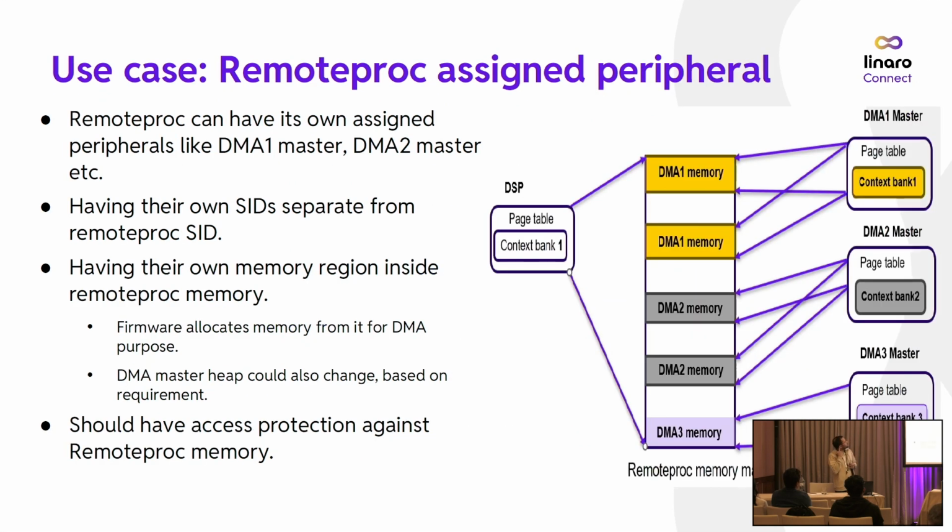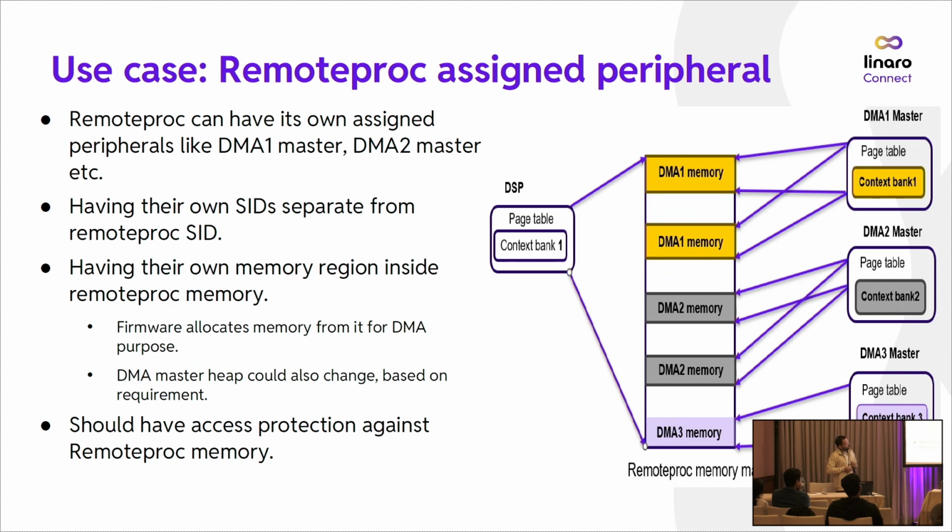Now there is the use case which I spoke about in the agenda, where a remote processor can have its own dedicated peripherals. For example, in the diagram, this is a DSP, which is a remote processor, and there may be multiple masters, which are peripherals we can say. They have their own SID, which is different from the DSP's SID. SID means stream ID. So this could be multiple devices assigned to that DSP.